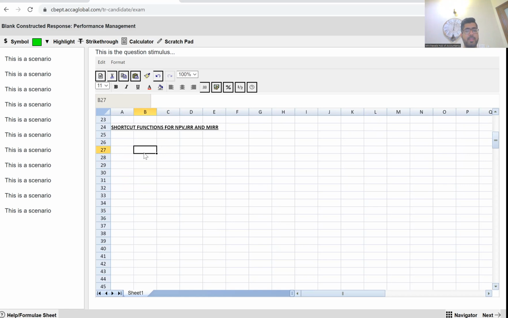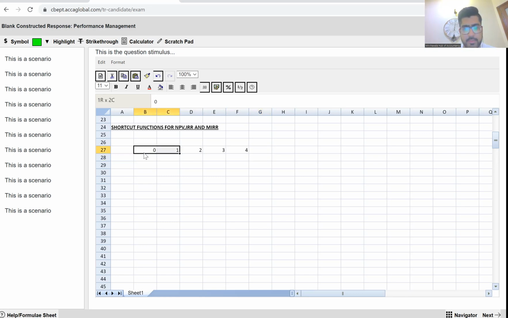Okay, now consider a case of NPV. Let's suppose how you used to traditionally calculate NPV. Let's suppose a project has a 4-year life. So 0, 1, 2, 3, 4.